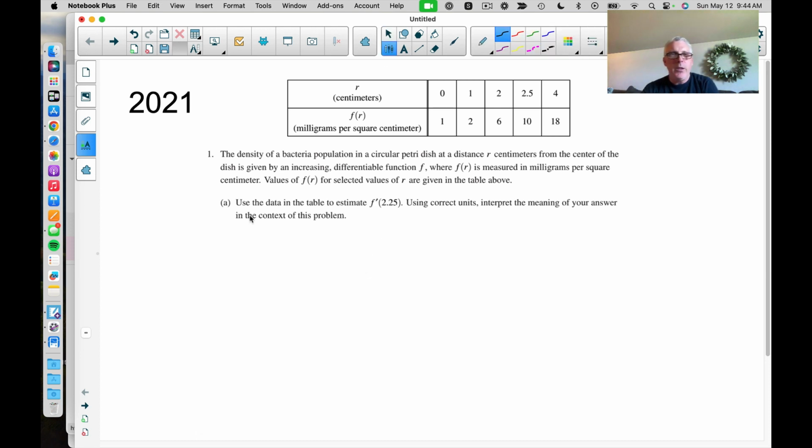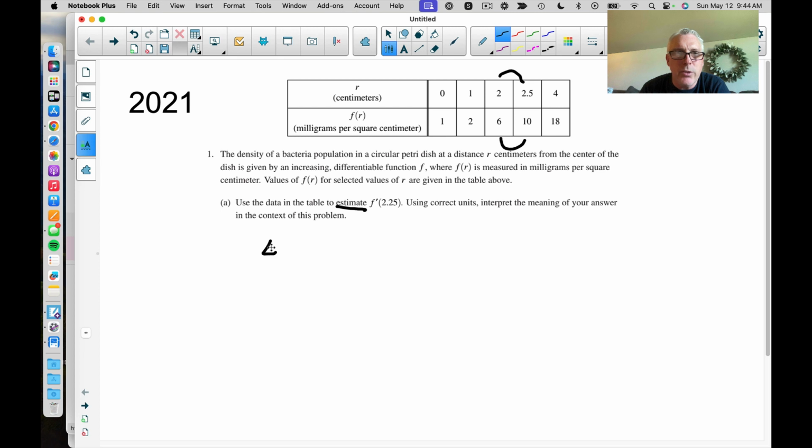All right, A. Use the data in the table to estimate F prime. Okay, this is F. This is position. They want slope. We have no equation to find exact instantaneous derivative. We need to estimate. That means we're going to go change in y's over change in x's. It's the best we're going to do, with correct units. Now I want 2.25. That's going to put me in between those two points. You just got to find the points that it's in between.